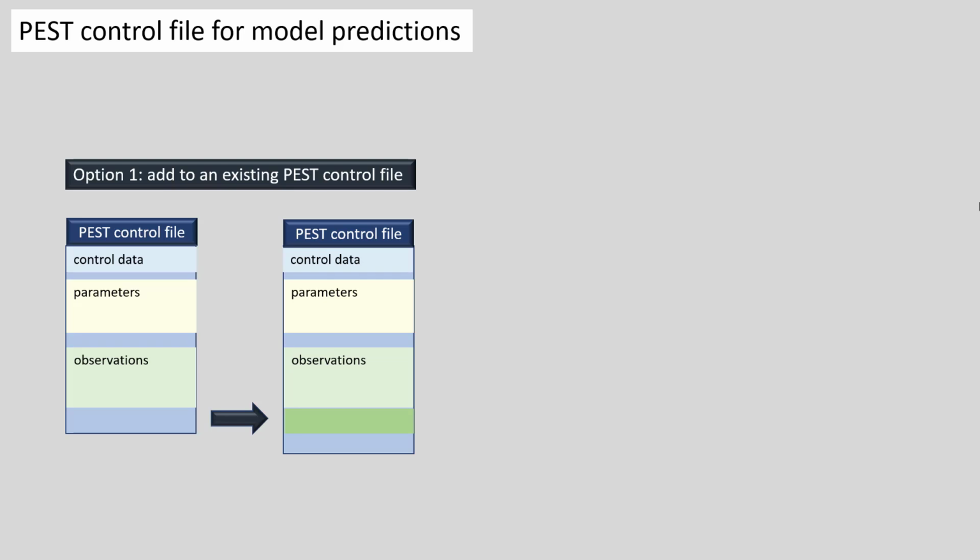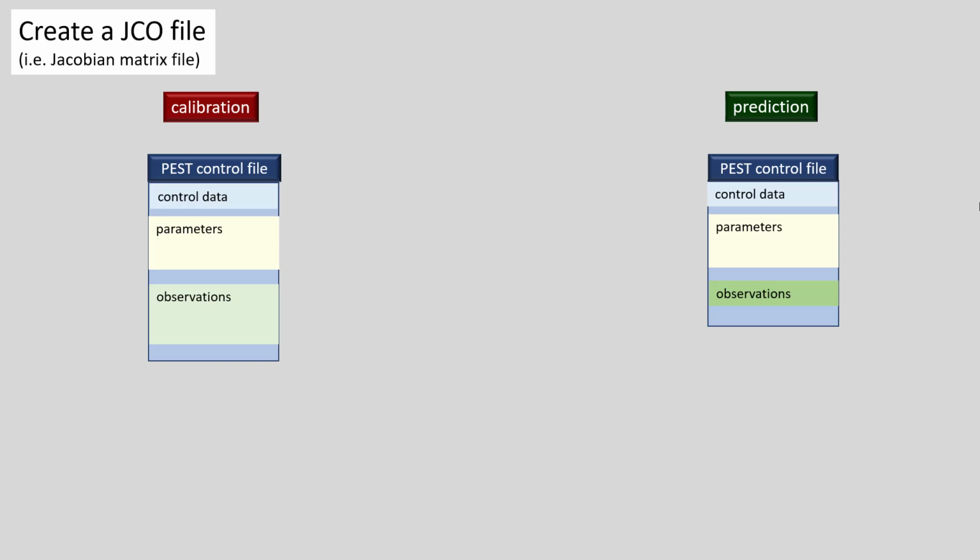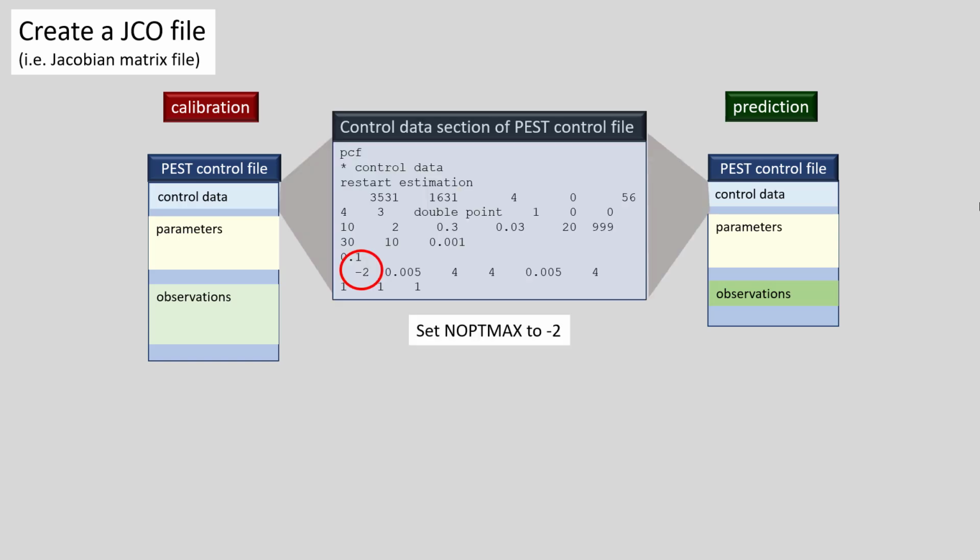So, to calculate the sensitivities of an individual prediction or even sets of predictions to changes in model parameters, a Jacobian matrix or JCO file can be obtained from a PEST control file by setting the NOPTMAX variable to -2 in the control data section of this file and then running PEST. Essentially, this instructs PEST to calculate the Jacobian matrix and then stop and not try to improve the fit, for example. Again, as has been mentioned, this requires running the model at least one time for every adjustable parameter in the PEST control file.